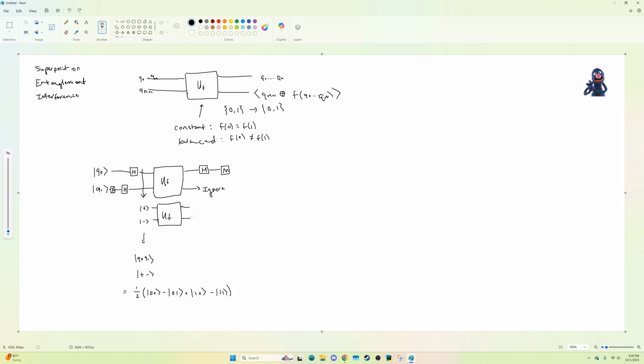Once we apply UF, what happens is this gets transformed into 1/2 times ket 0, and we're going to tensor each one of these qubits with each other. So we have ket 0 tensor with, what happens to 0? It goes into here. So 0 is the second qubit, so 0 replaces this q of n plus 1, and then it gets XORed with f of something. So it's 0 XOR f of 0.